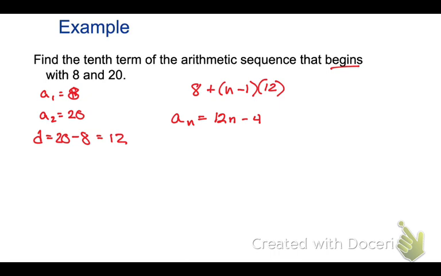Now is it all coming back to you now? You just stop there. That's the equation. That's all I needed. Oh, no. Sorry. I wanted the 10th term, so now I do what? Plug in a 10 for n. So a sub 10 is 120 minus 4, which is 116.